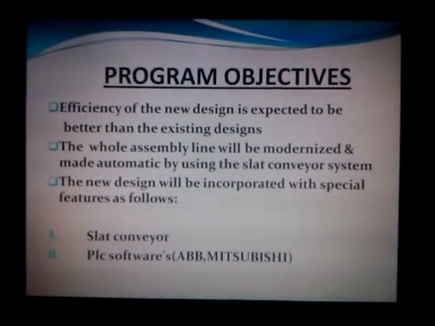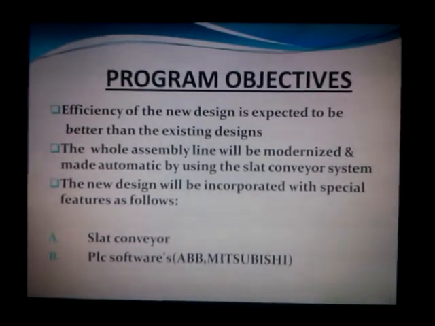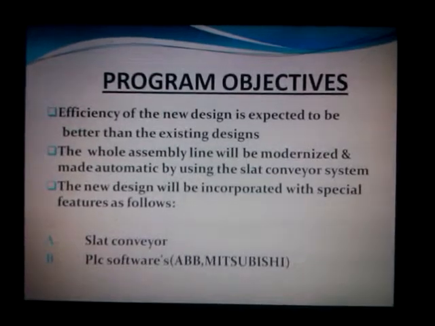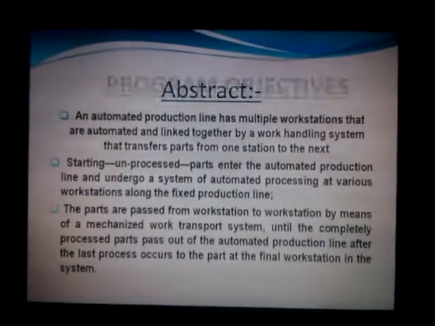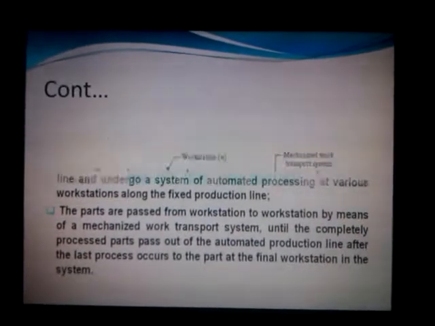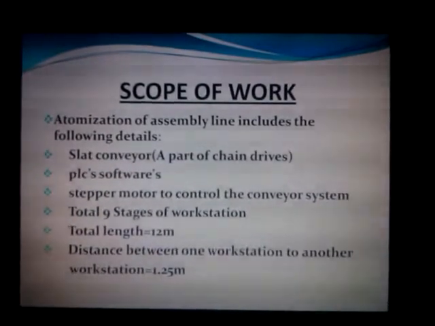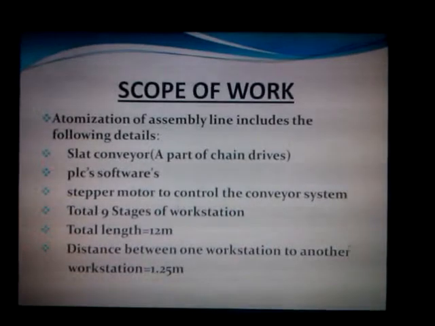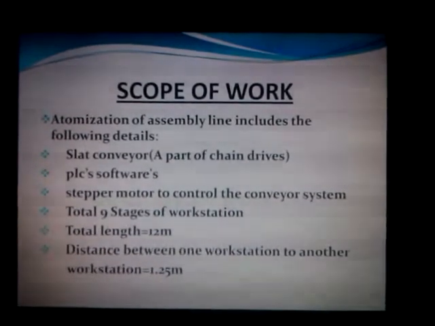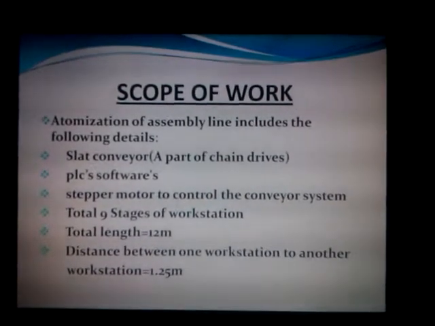In this project, we have mainly used two types of tools, that is slot conveyor and PLC software. In PLC software, generally two brands were used, ABB and Mitsubishi. Now if you see the scope of work, what we have done in this automatic assembly layout includes the following details: slot conveyor. A slot conveyor is made up of part chain drive. Then PLC software.